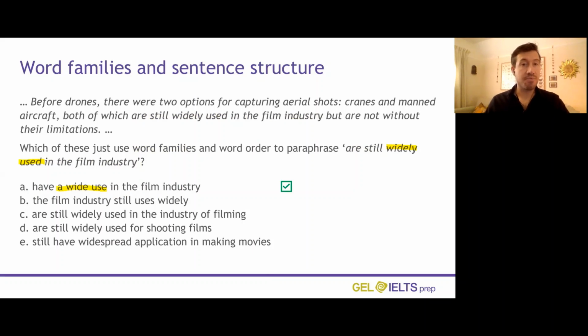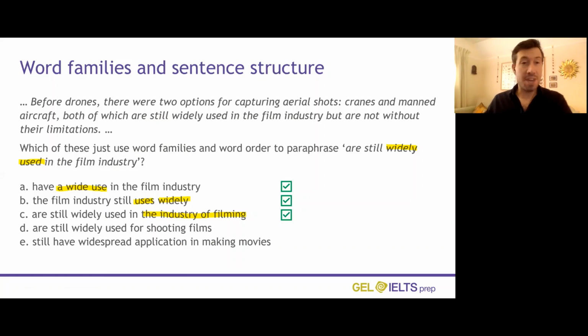So that one's correct. The next, it says the film industry still uses widely. Okay, so are still widely used. Here we've got uses, which is a verb, another verb form. And then widely, again, is an adverb. The rest has stayed the same. So it's just used word families to paraphrase that. So that's another one. And then here we go, are still widely used in the industry of filming. So the film industry, the industry of filming, it's just moved those words around. So again, that's just using word families to paraphrase.